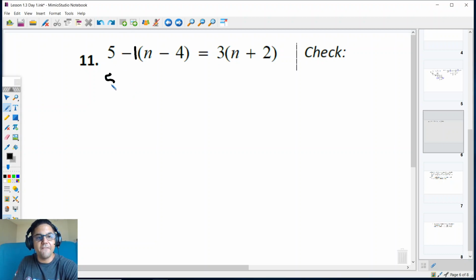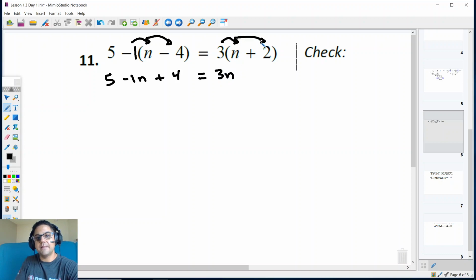So I could bring down the 5 and multiply. Negative 1 times n is negative 1n. Remember, that's allowed for work. Negative 1 times negative 4 is positive 4. On the right side, if I want to, I can continue my distributive property. 3 times n is 3n. 3 times 2 is 6.